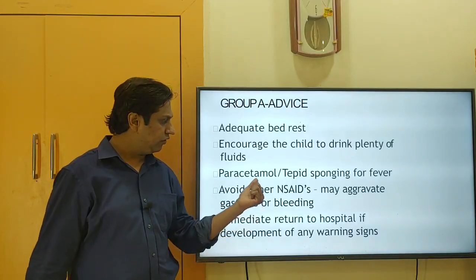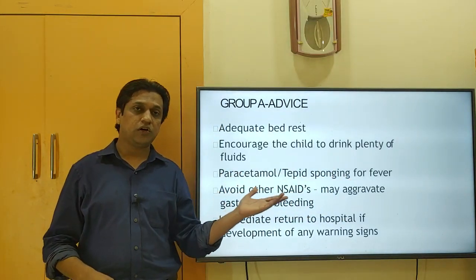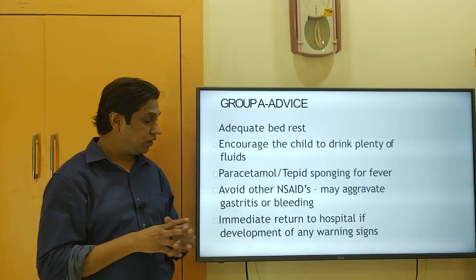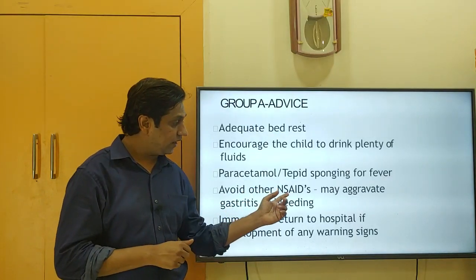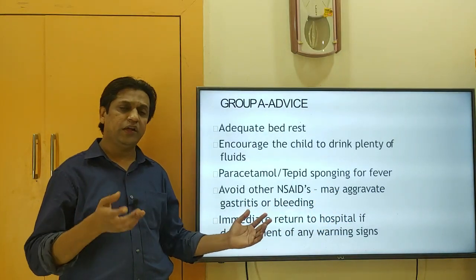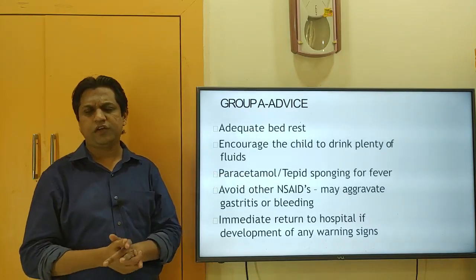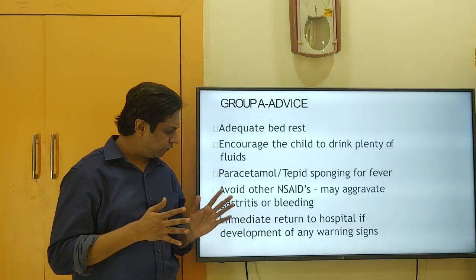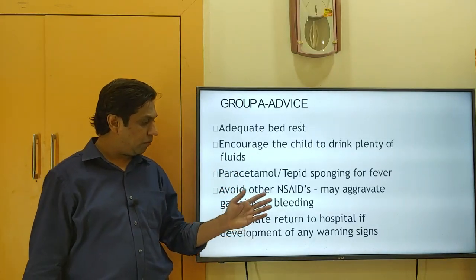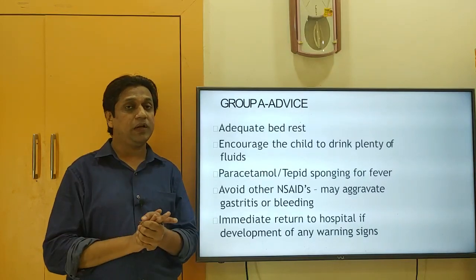The only treatment we can give is paracetamol or tepid sponging for fever. If the fever is not controlled with paracetamol, there should be tepid sponging to reduce the fever. But one important thing here is we should avoid other NSAIDs like ibuprofen, because they may aggravate gastritis and bleeding. So the basic treatment is tablet paracetamol, that is tablet Dolo 650 mg, and proper hydration. That's all that is needed for dengue fever. But we should make them aware of the possible warning signs and to get admitted or report to the doctor immediately if they develop any warning signs.